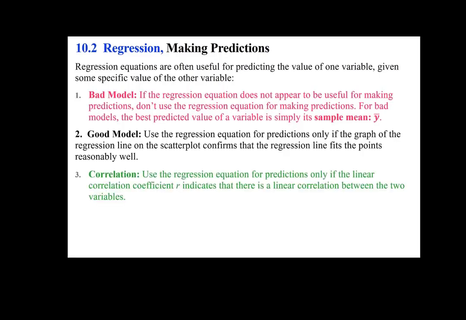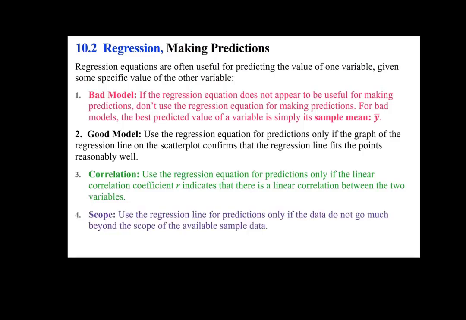Correlation. Use the regression equation for predictions only if the linear correlation coefficient R indicates that there is a linear correlation between the two variables. Scope. Use the regression line for predictions only if the data do not go much beyond the scope of the available sample data. We want to pay attention to the fact that if the data is covering from, let's say, A to Z, then we stick with A to Z, not beyond the two when we want to do the prediction. You'll see in a moment.